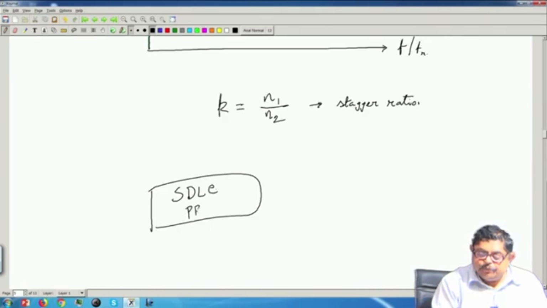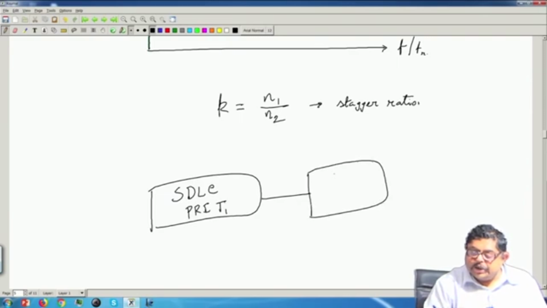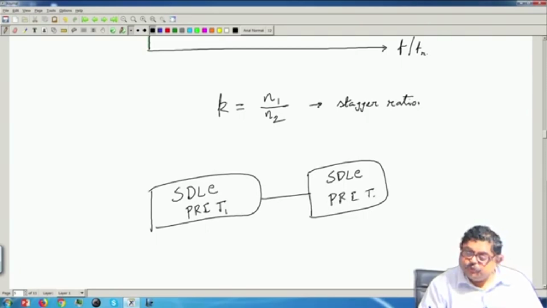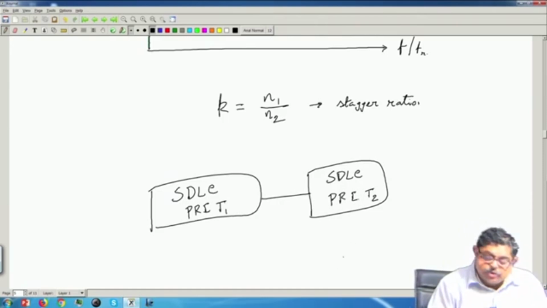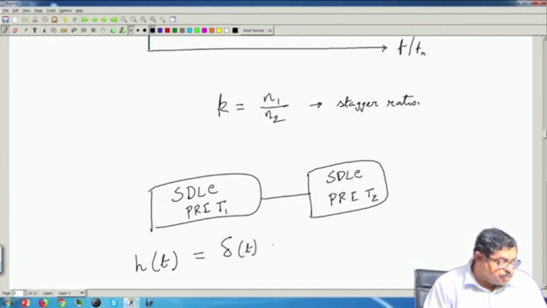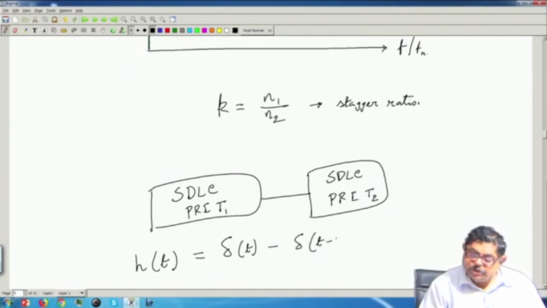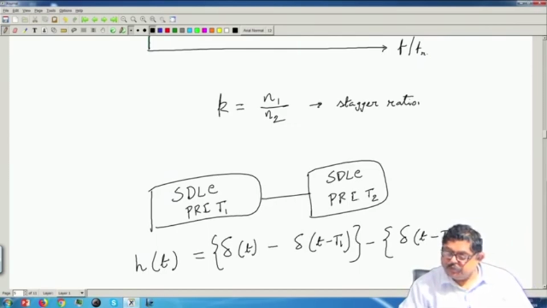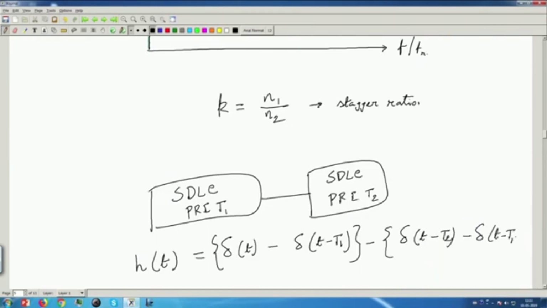So, if we have that, I have one SDLC with PRI T1 and then another SDLC with PRI T2. So, this will make a 3 pulse canceller. We can easily write the impulse response: delta t minus delta t minus T1, then delta t minus T2 minus delta t minus T1 minus T2.